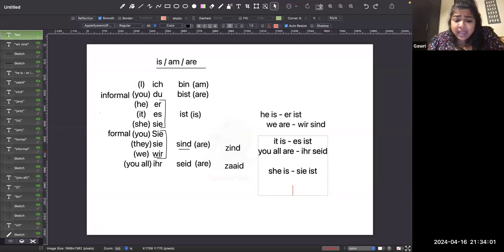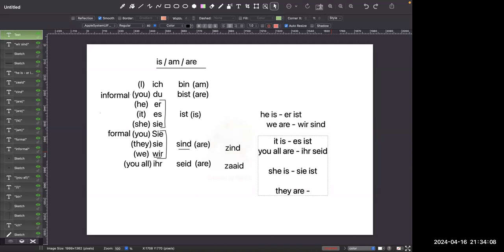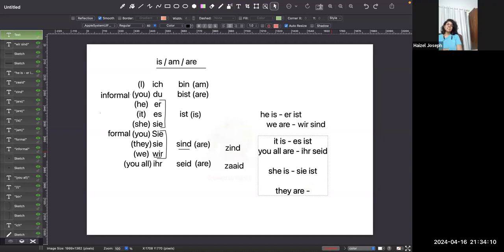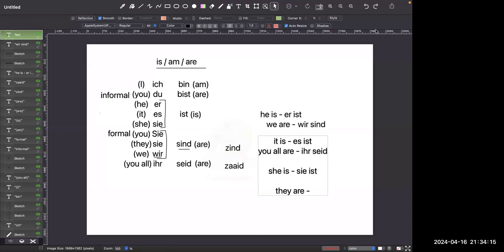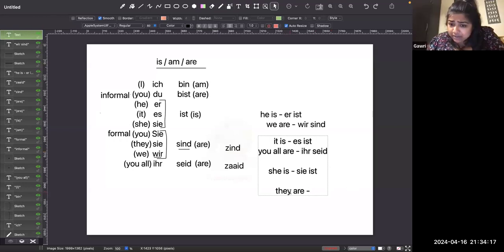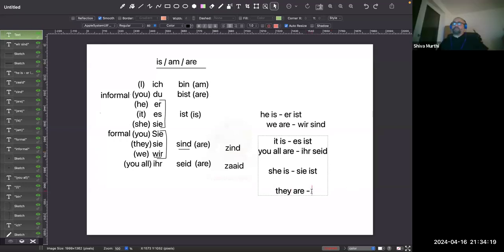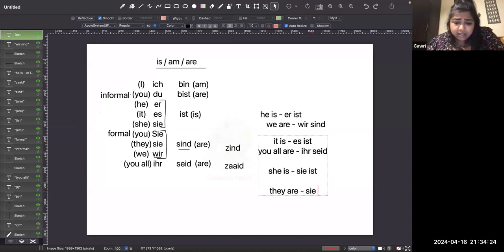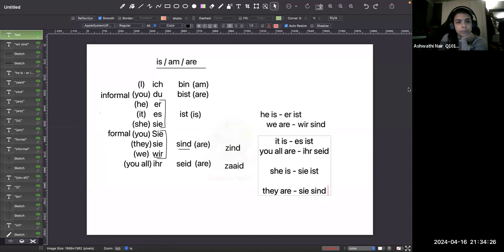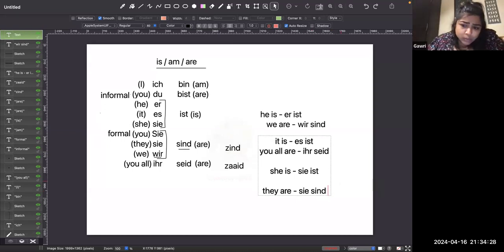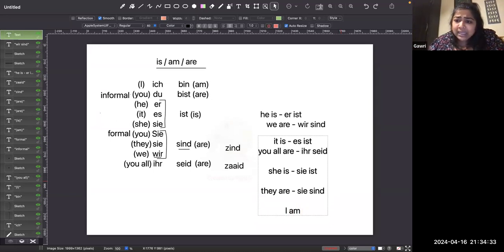Now, guys, if we have to say they are, how will we say? Sie sind. Genau. For they, what is the word for they? Sie. And what is the form of are with they? Sind. Sie sind.